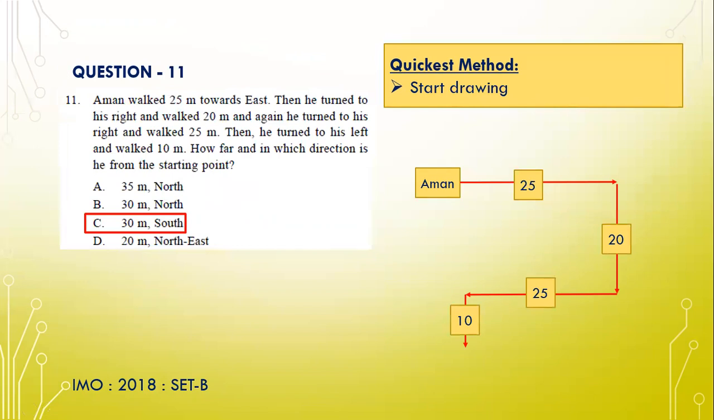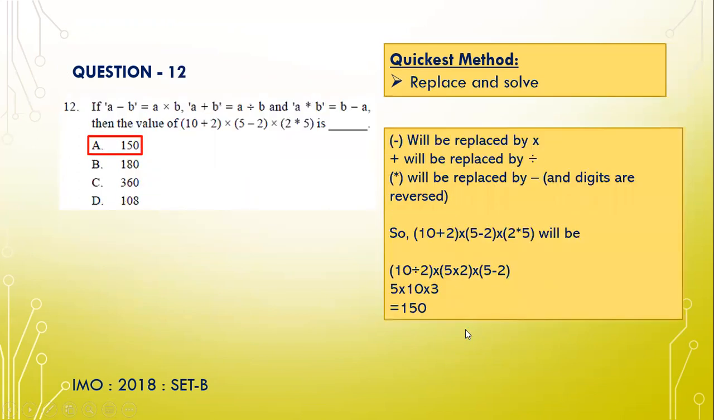Aman walked 25 meters towards east. So again, we'll start drawing. Aman walked 25 meters towards east. Then he turned right and walked 20 meters. Again, here he turned right and walked 25 meters. And then at this point, he turned left and walked 10 meters. How far is Aman from the starting point? So how far? This distance is 20 and this distance is 10. 20 plus 10 is 30. In what direction? South direction. 30 in the south direction.